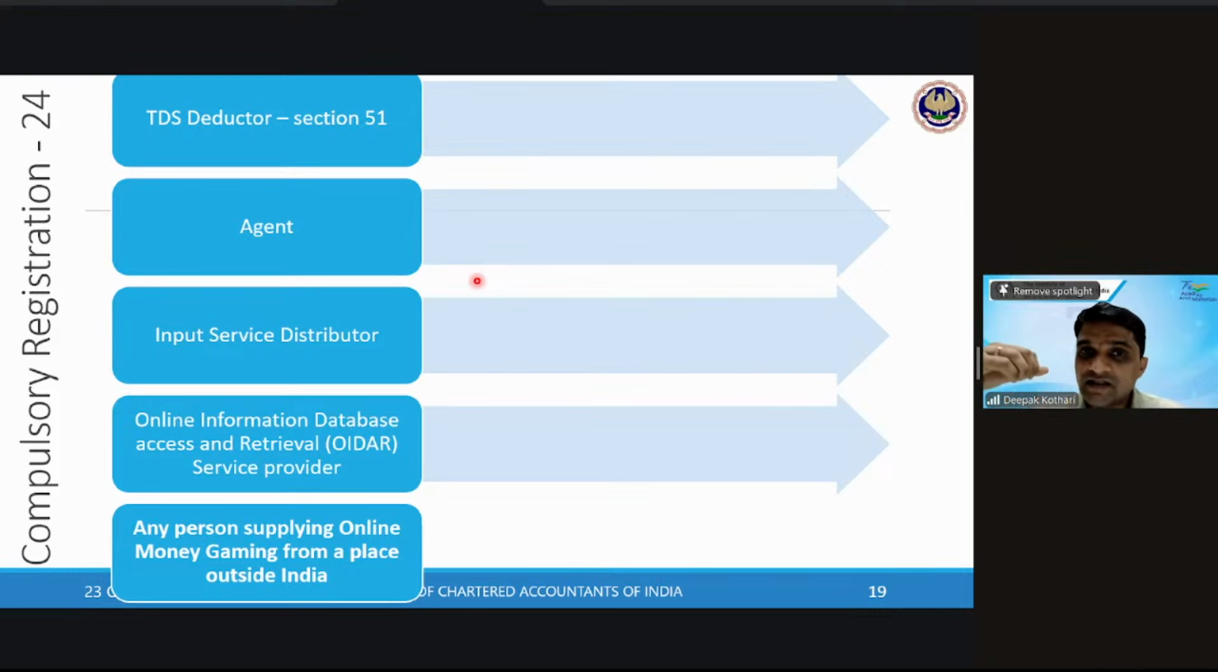But if the agent is acting as the principal, he's collecting the goods in his name and selling them, right? In Schedule 1, you see there is a chart wherein if he is supplying on his own account, then he will have to register.